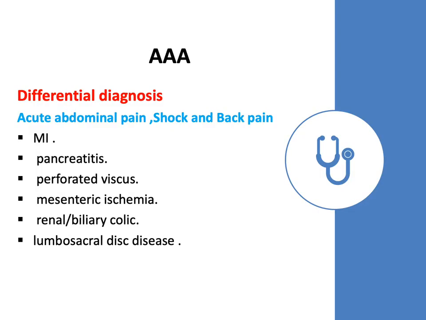Now, differential diagnosis. By differential diagnosis, I mean the differential diagnosis of acute abdominal pain, shock, and back pain. First, myocardial infarction, pancreatitis, perforated viscus, mesenteric ischemia, renal or biliary colic, and lumbosacral disc disease. This is the differential diagnosis of AAA, that is to say, acute abdominal pain, shock, and back pain.